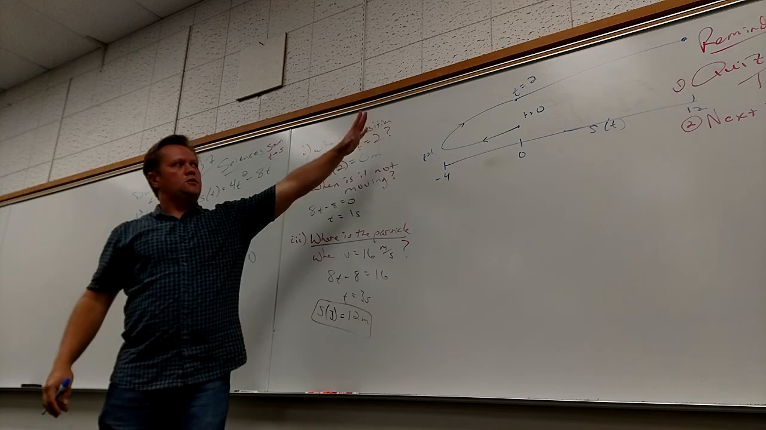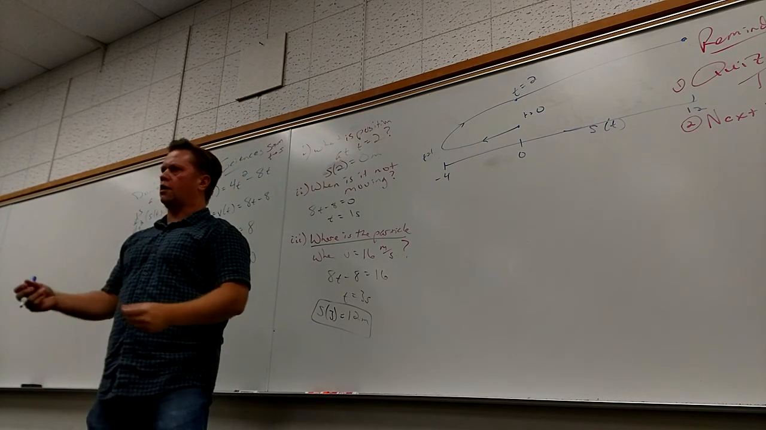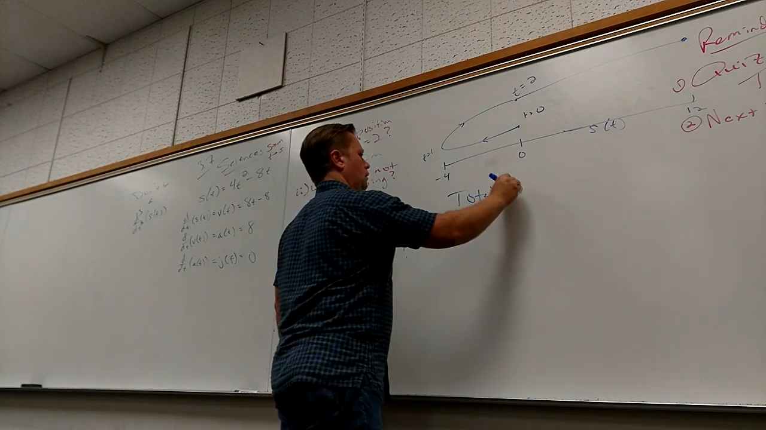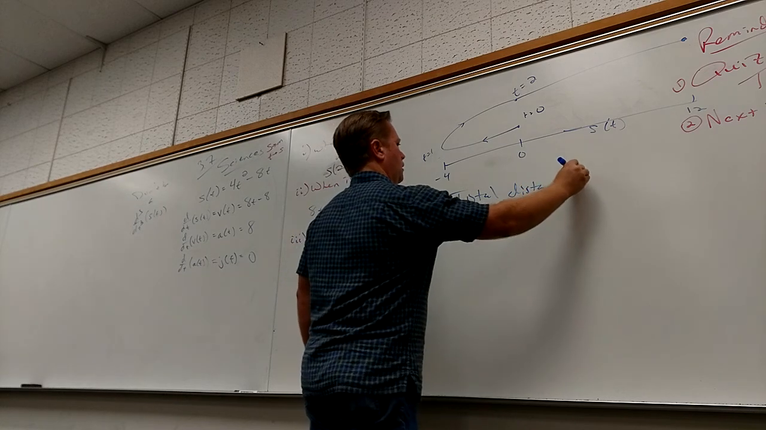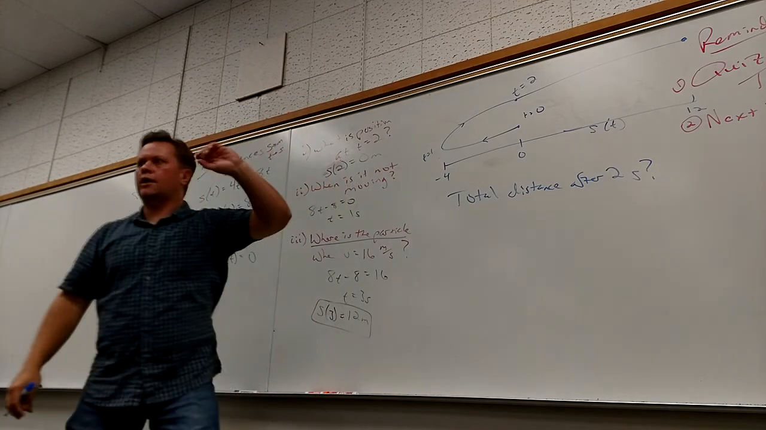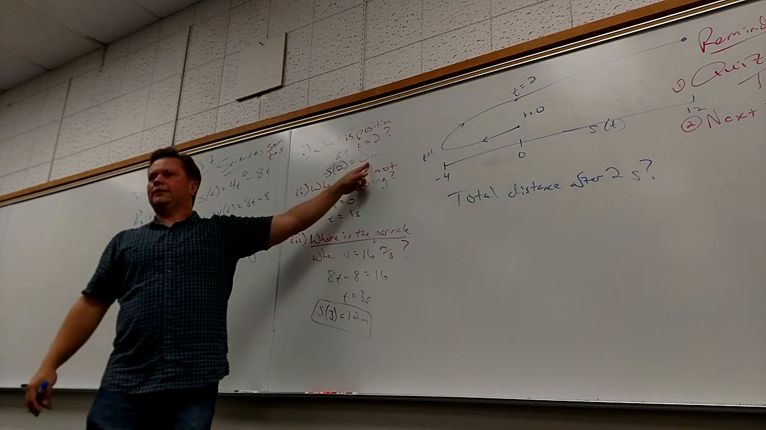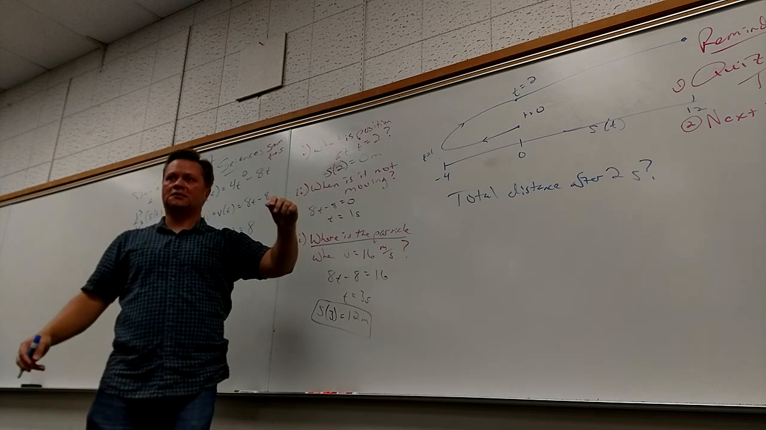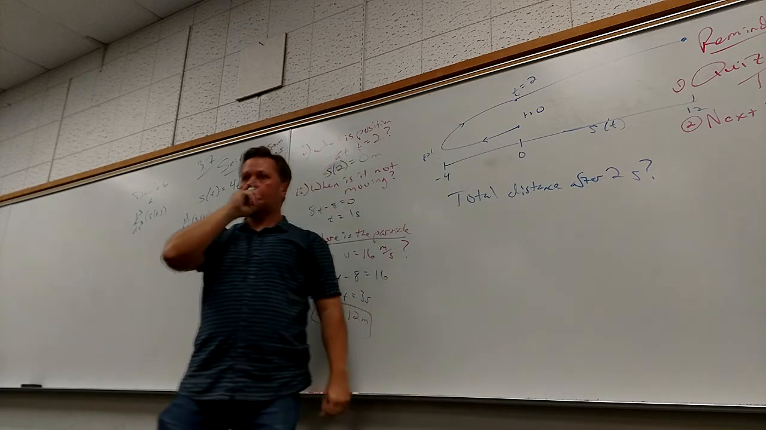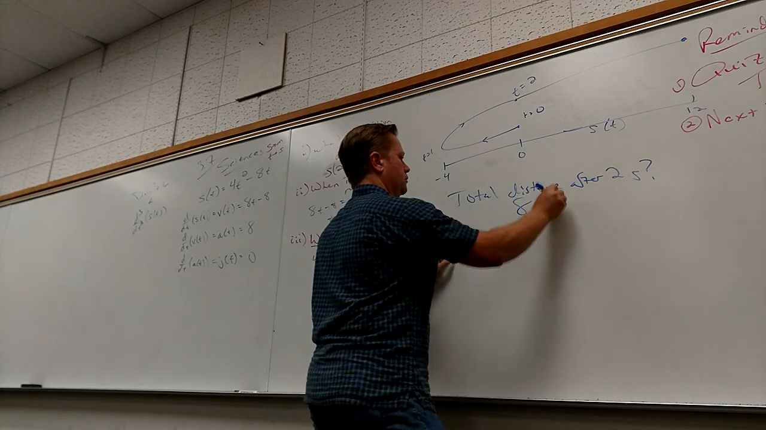Now, why would this be useful to draw? If I ask you what's the total distance it's gone after 2 seconds? Before I drew this picture, a lot of you guys would have said, well, it went 0. But that's where it is. How far has it gone? 8 meters. It went 4 meters back, and then it came back. So it went 8 meters.